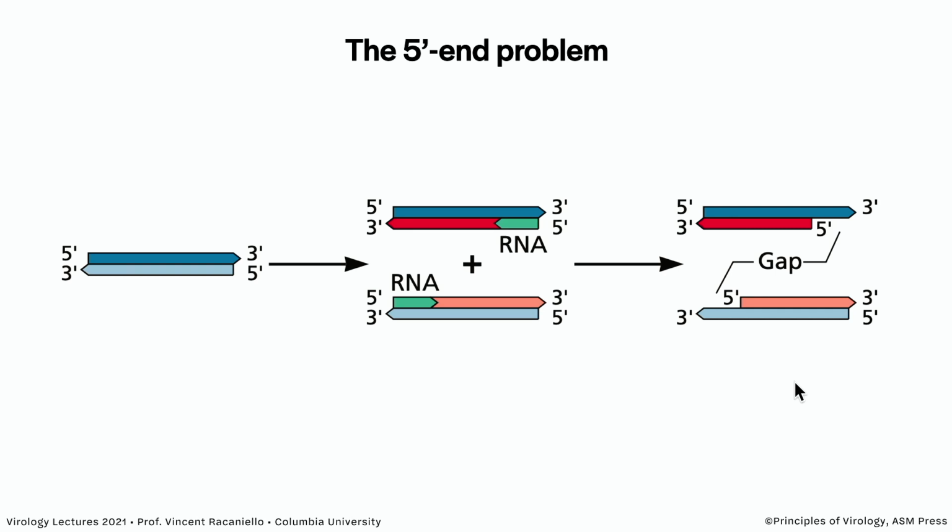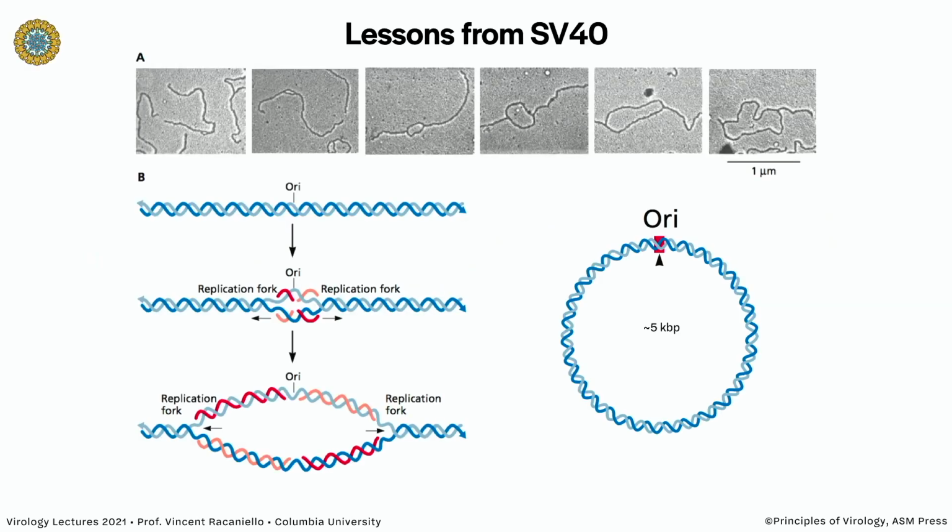In our cells, it's dealt with by telomerases, which we'll talk about next time. Viruses have unique solutions to this 5' end problem, and we're going to explore that today. It's one of the things we'll look at. Much of what we understand about DNA replication in our cells and in viruses started with SV40 many years ago.